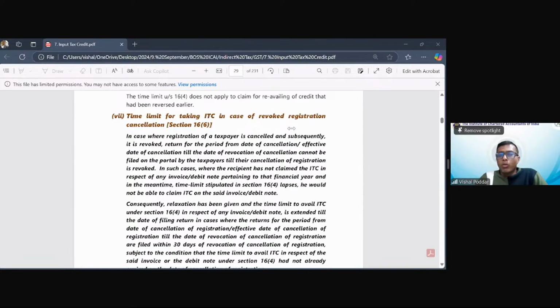Everything is done. All conditions are satisfied. But now all this has happened in this month. So I should claim this ITC maximum by 30th of November 2025 as per the time limit given in 16.4.